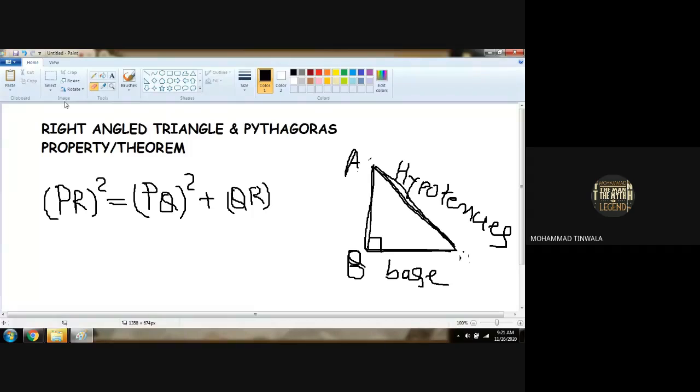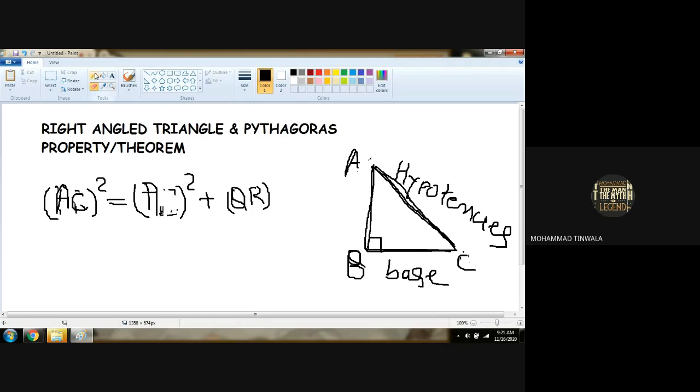ચલો, હવે hypotenuse શું છે? Hypotenuse is what in ABC? AC. Hypotenuse અહીંયા શું થઈ જશે? AC. ચલો, AC square is equal to AB square plus BC square.